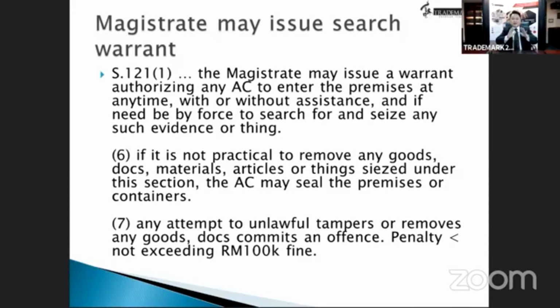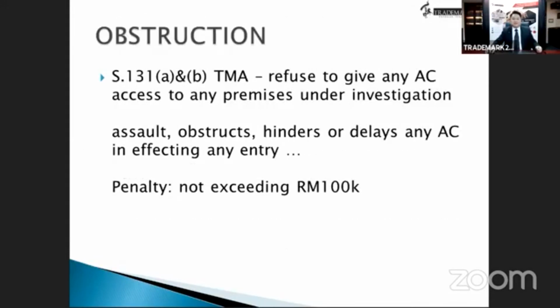So, the assistant registrar may actually seal up any premises or containers and or goods if they think it's too heavy to move around, to take back to their store. So any attempt to move or tamper with the sealed products will be fined not exceeding 100,000. Okay, what if I obstruct and assault an officer when he is actually undergoing his investigations? Or maybe he's trying to arrest somebody or try to detain or seize the goods.